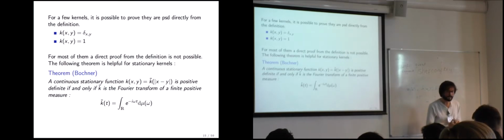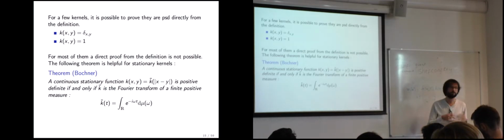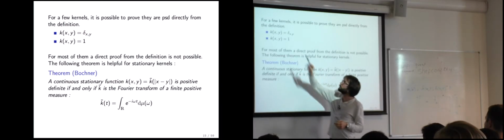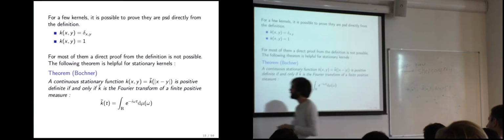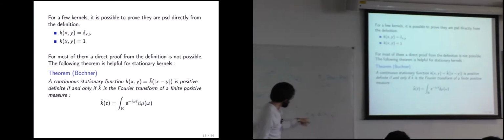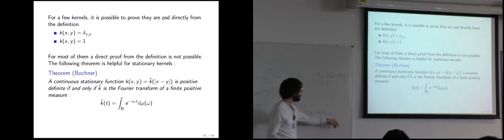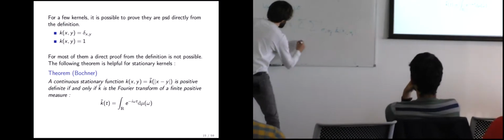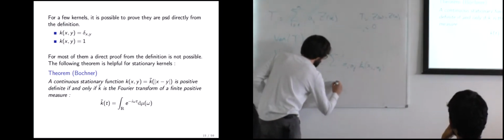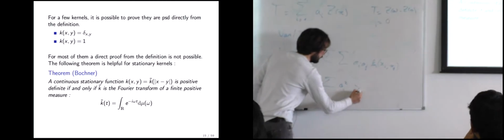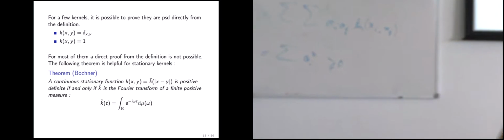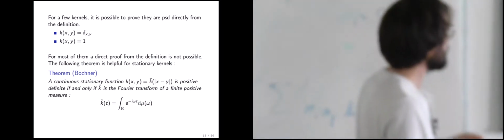So for a few kernels, we can actually prove directly from the definition that they are positive semi-definite. If you try, for example, with this kernel, if you write the definition over there, then you will end up with this quantity being equal to 0 if i and j are different. So the double sum will actually only be one sum over a_i squared, and we know that this is greater or equal than 0. So for a few kernels, we can use the definition directly to prove they are positive semi-definite. For the others, it's more tricky.